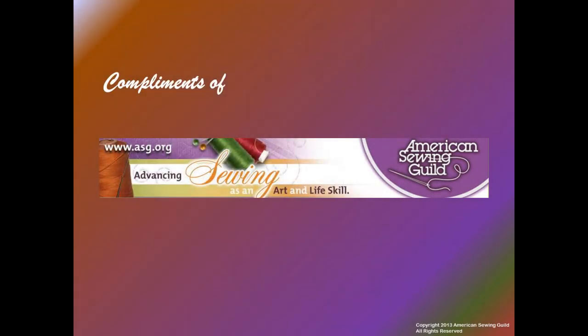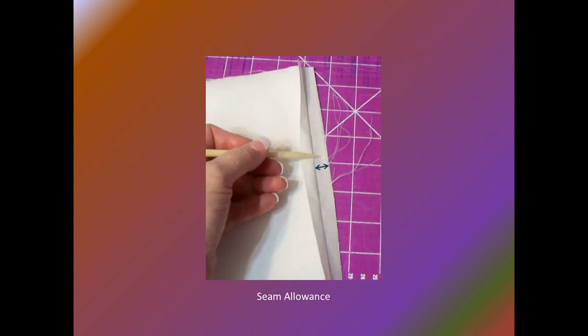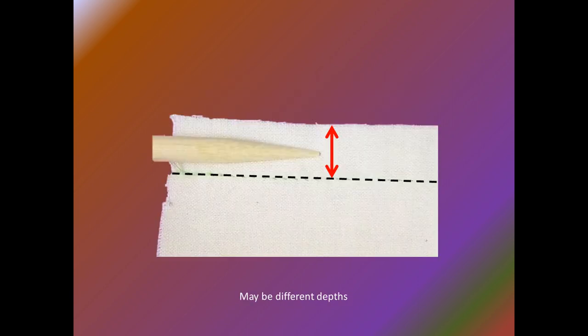Thank you for viewing this American Sewing Guild educational series, and we're going to be talking about what a seam allowance is. A seam allowance is defined by the area between the cut edge of the fabric and the sewn seam line. The pattern is cut along the cutting line, and the seam is sewn as determined by the pattern instructions. A seam allowance can be any depth.